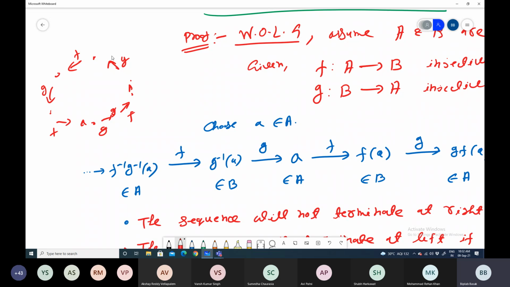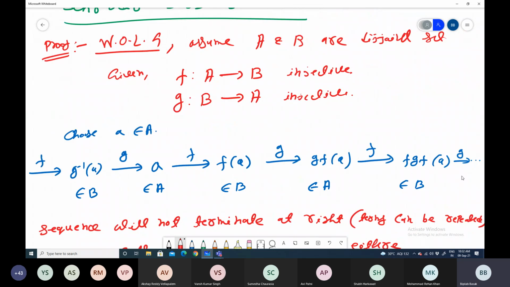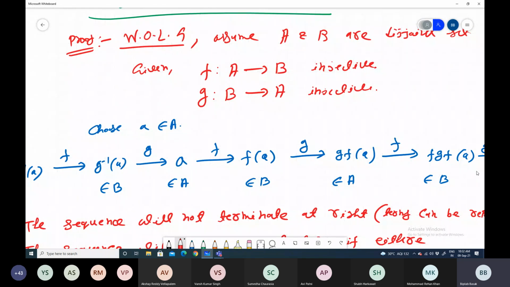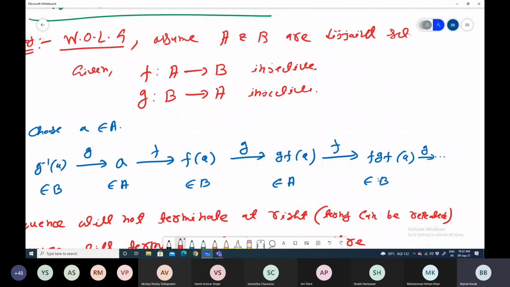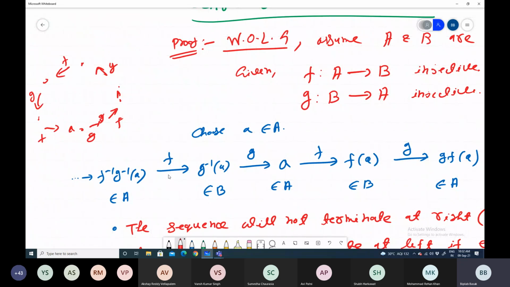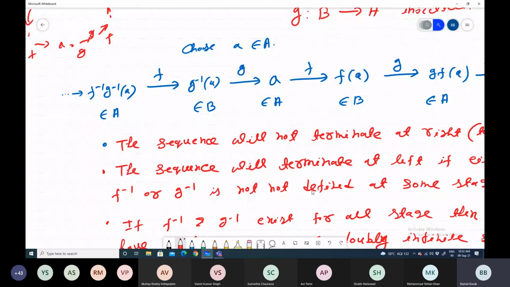That means after some stage, all the terms will be here, say X, X, X, X, and all the terms will be X, X, X, X. So we can stop at X and say that this is going to be a cyclic one. After some stage, all the right elements are the same and all the left elements are the same. So it is a cyclic sequence.